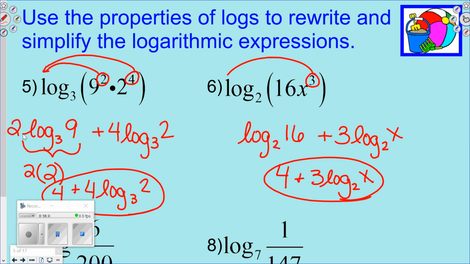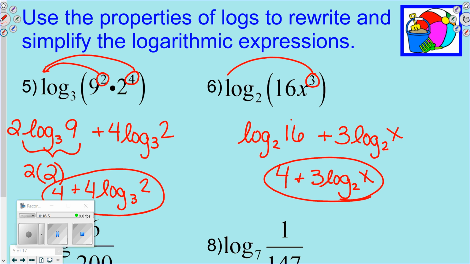Are you on number 6? This is a multiplication problem between the 16 and the x part. Right, there's two things being multiplied. Well, first we did that at the first part. And then for the x part, exponents get thrown out in front. That's why the 3 went out in front of x.